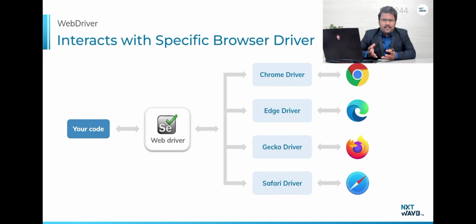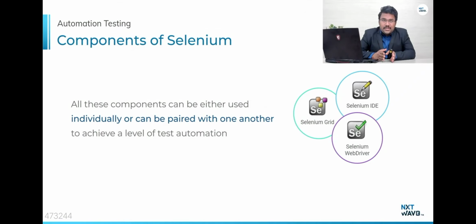There are various browser drivers for various browsers. For example, for Chrome it is ChromeDriver, then EdgeDriver, Firefox GeckoDriver, and so on. To quickly summarize, the Selenium suite generally contains three major components. We have the Selenium IDE, or the integrated development environment. We have the Selenium Grid, and then we have the WebDriver. All these components can either be used individually or they can be paired with one another to achieve a level of test automation.